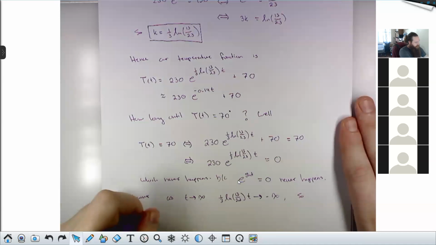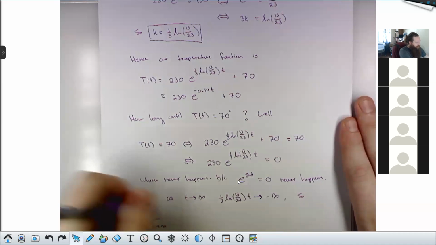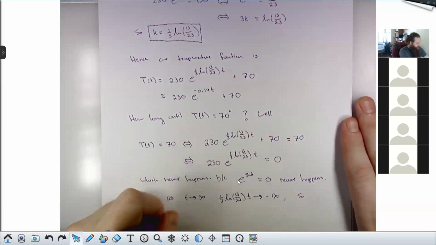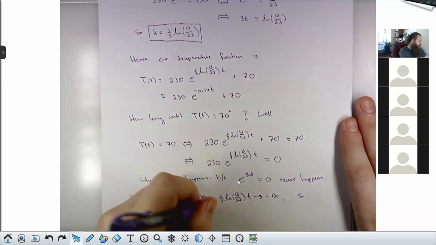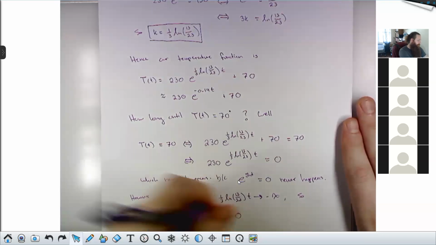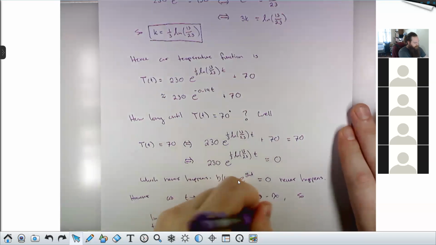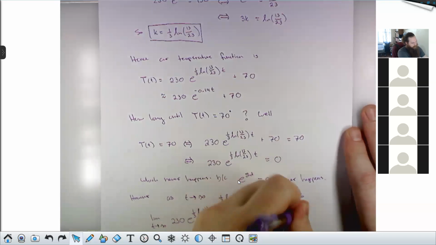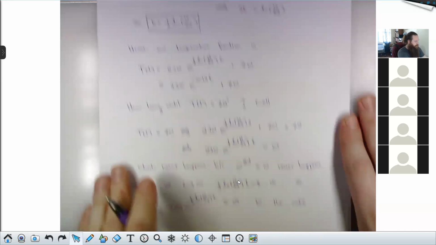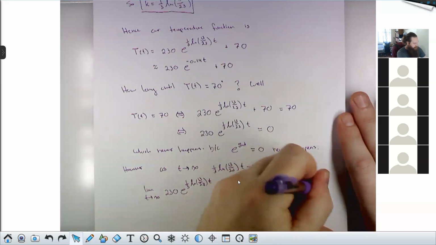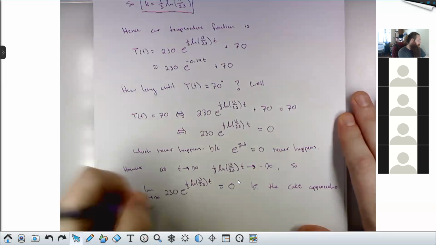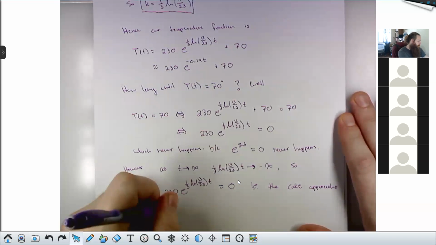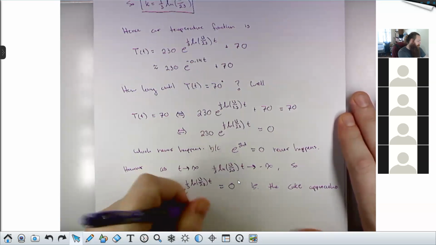So then t goes to infinity, 230 e to the 1/3 ln 13/23 t. This limit is 0, i.e. the cake is a lie. The cake approaches room temp as t goes to infinity.